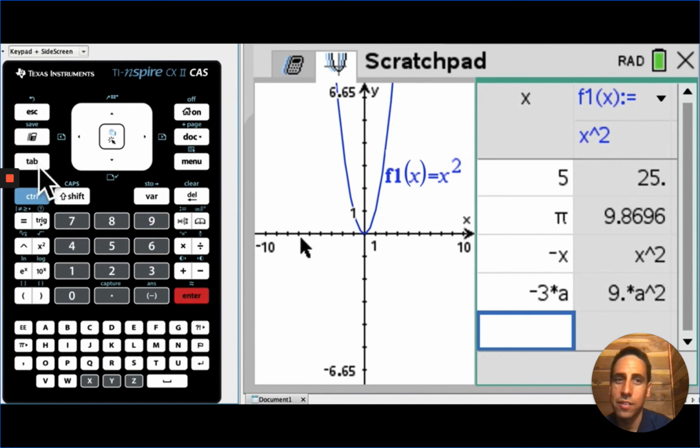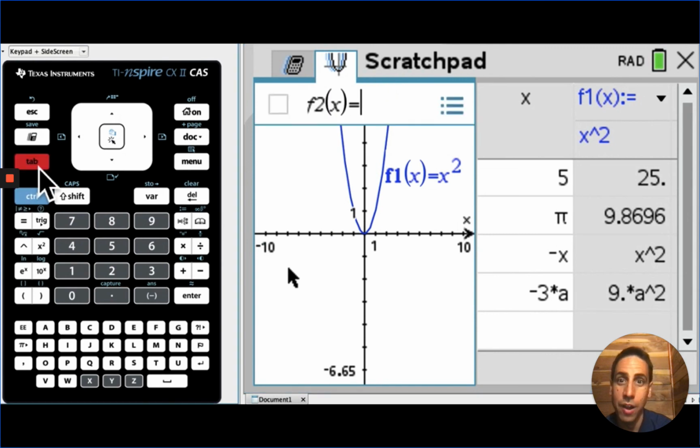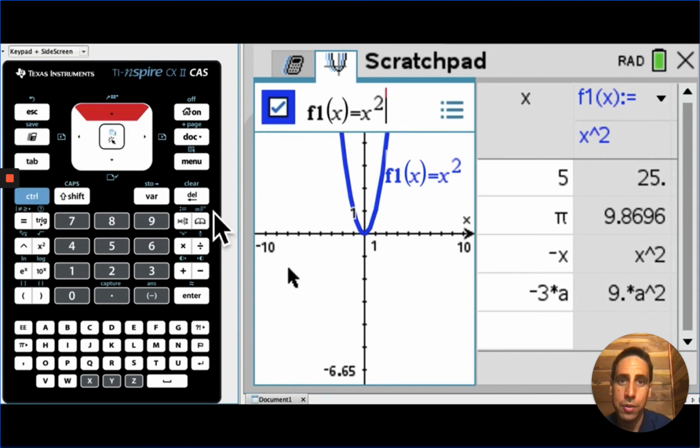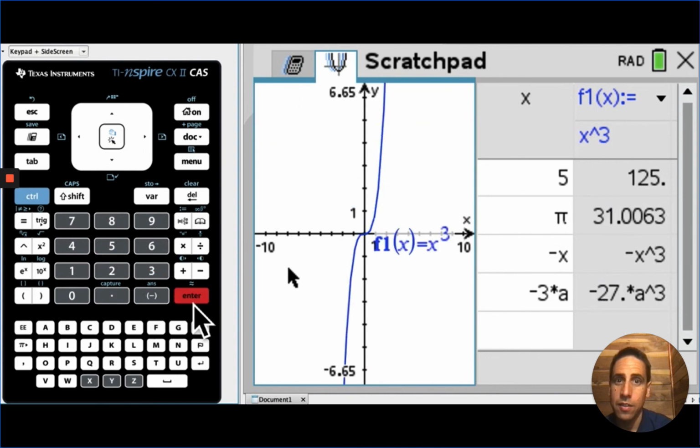All right, enough of this foolishness. Let's click on the graph, and now that we're selected, you can see now the table is no longer highlighted, the graph is highlighted. We're going to tab up, and now that we're editing function 1, you can delete, and now we just have x. Let's exponent to the 3rd power. This is now x cubed. And now notice the table changes. Negative 3a times itself 3 times is negative 27a cubed. Ooh, fancy.